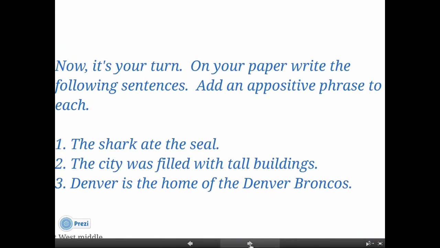Now it's your turn. On your paper, write the following sentences. Add an appositive phrase to each. Remember, you need to find the noun that you want to give additional information about. You need to write that additional information, and you need to separate that away from the sentence with commas. Number 1 says, the shark ate the seal. Pick the noun you want to give more information about.